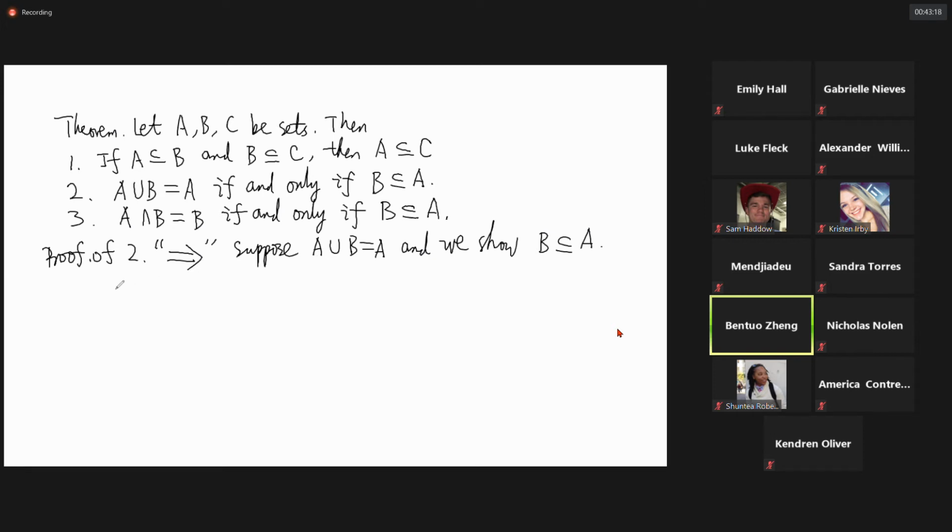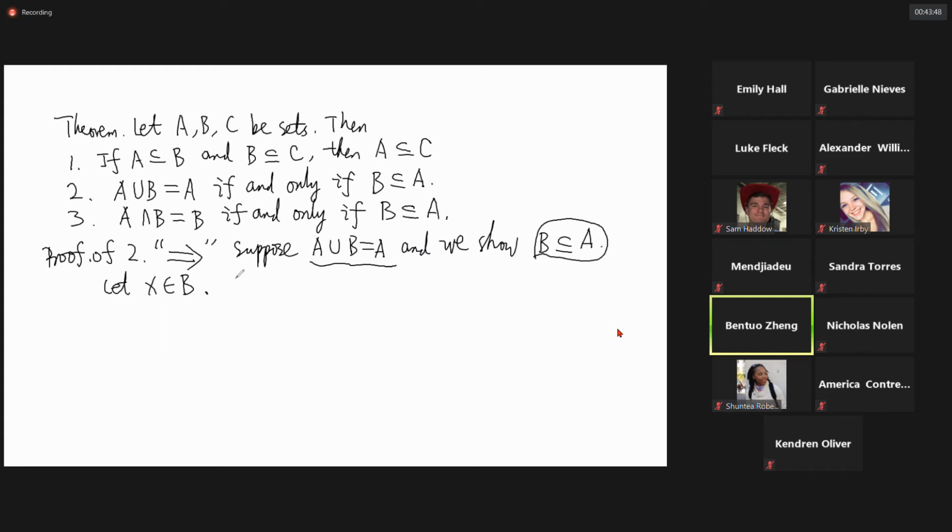Okay, so this uses the definition. We just use this condition, A union B is equal to A. But what we want to show is B is a subset of A. How do we show B is a subset of A? We take any element in B and show that element is also in A. Okay, we'll just let X be in B.